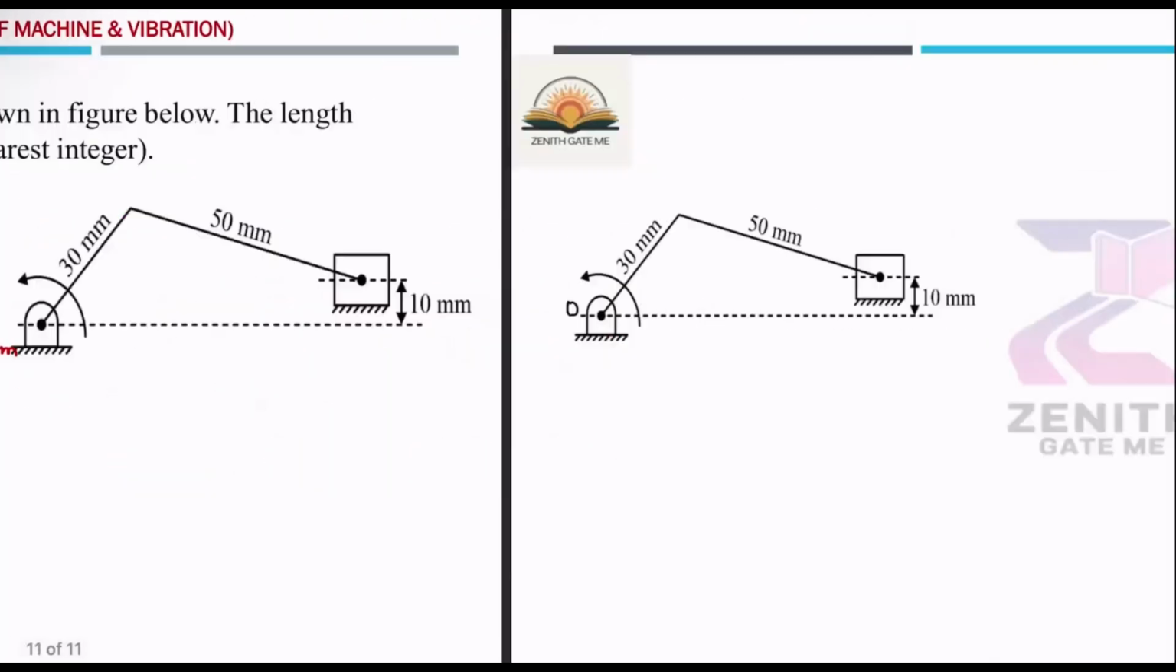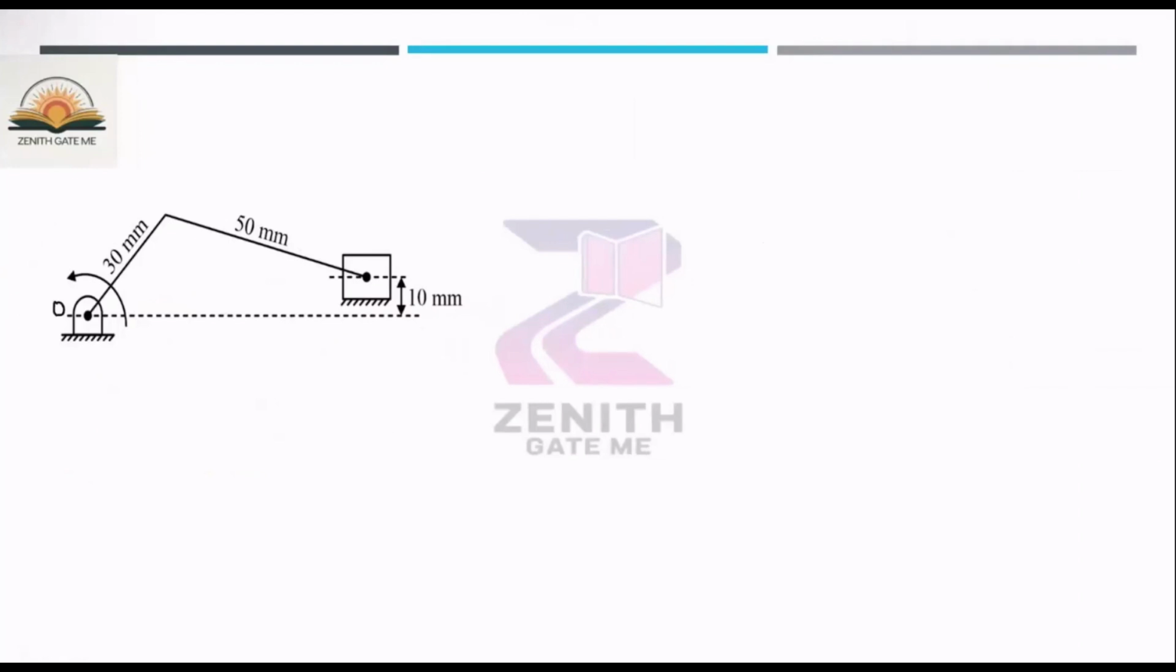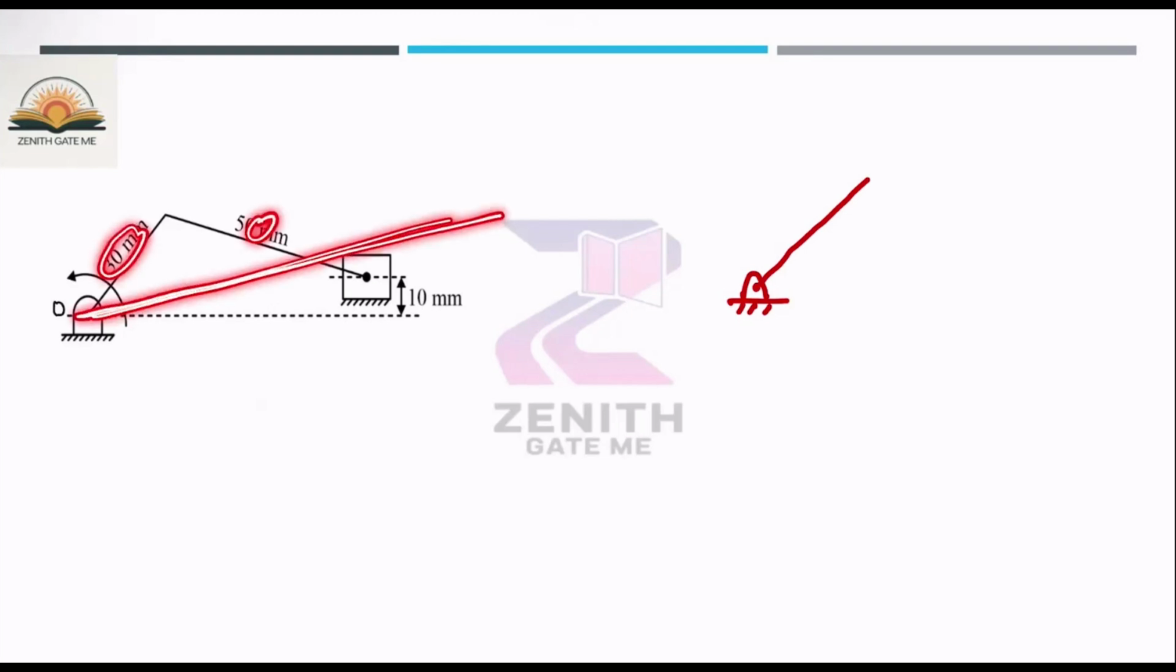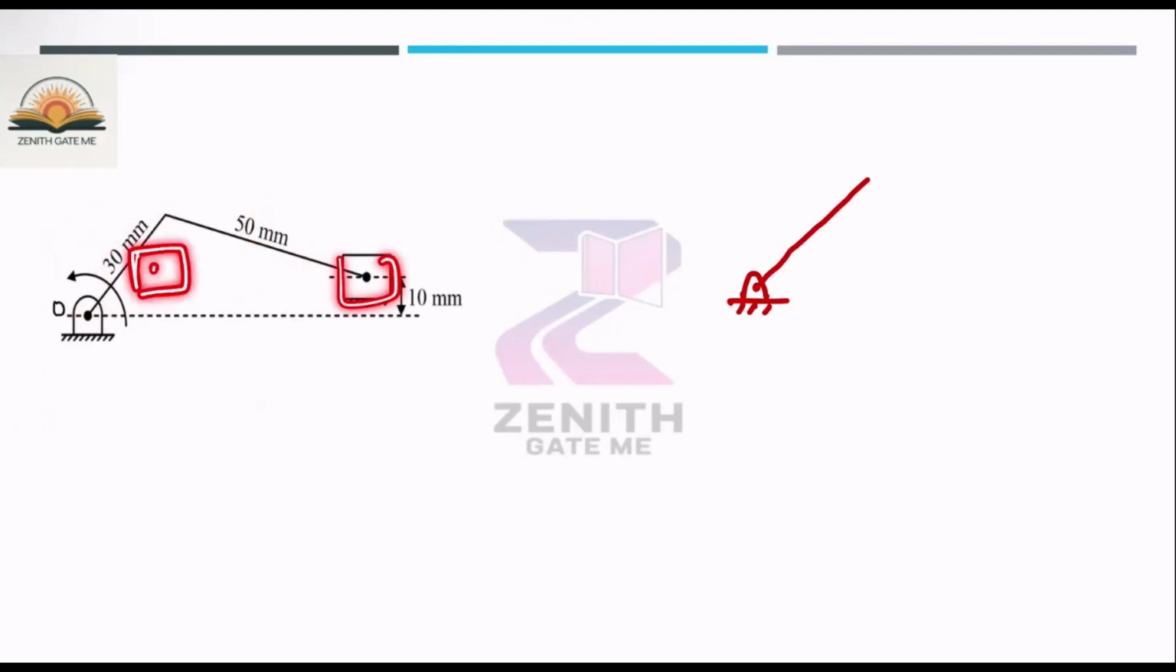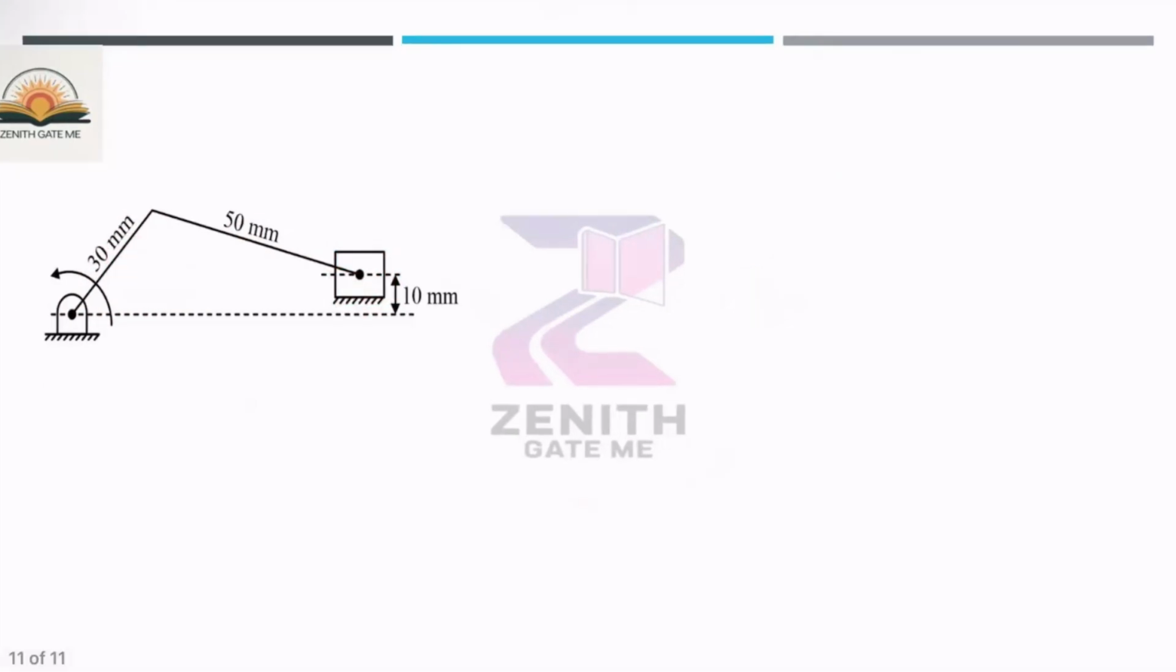Now, let me first draw the extreme positions of this slider. This is your crank. So one extreme position is when this crank and the connecting rod will be lying in the same line. Okay, that means this slider will be at this point. The second will be when this crank is rotating like this, that means the slider reaches this point. Okay, so the distance between these two points is nothing but the stroke length. Okay, let me first draw the two extreme positions.